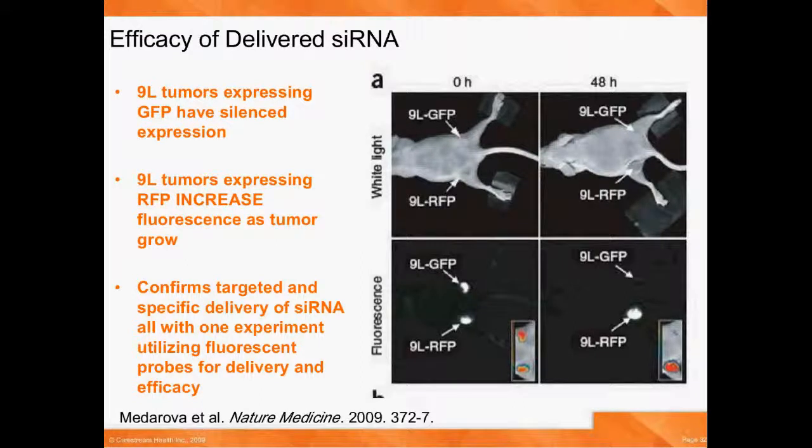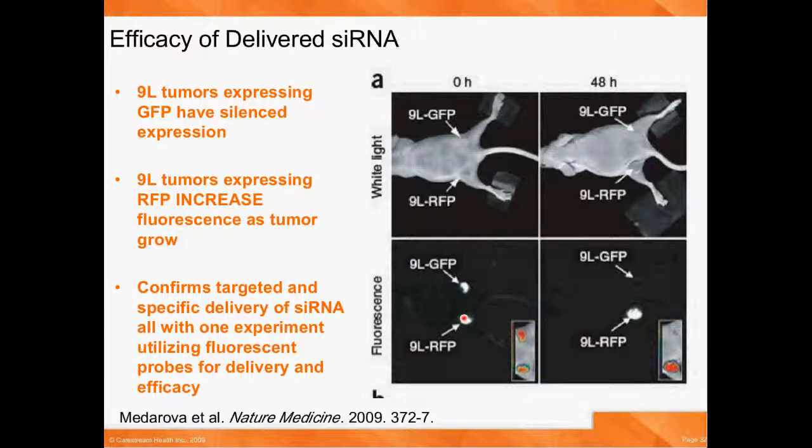Those solid tumors were 9L tumors, one of which expressed GFP, which should be silenced by the siRNA. The other expressed RFP, which should not be silenced. Thus, if the siRNA is specifically being delivered as well as acting specifically on the target protein, then one should see the lights turn out in the GFP cell line, but stay on and get brighter in the RFP cell line. In fact, this is exactly what you can see.